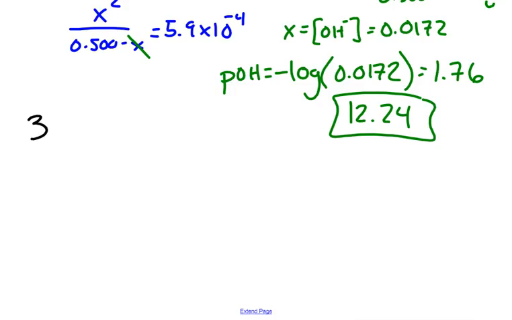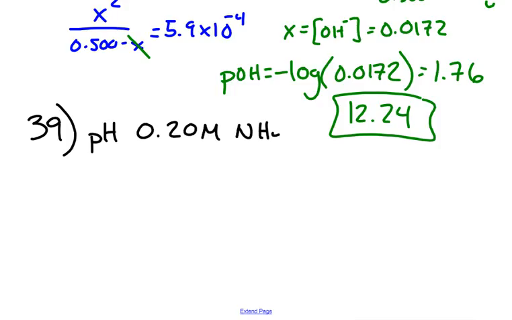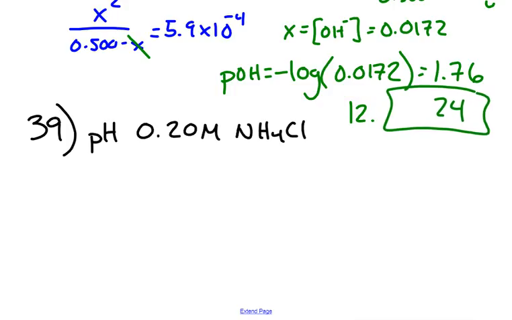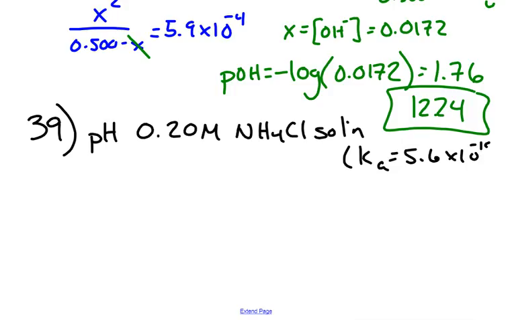So let's do 39. I want to know the pH of a 0.2 molar NH4Cl solution, and it says Ka equals 5.6 times 10 to the negative 10. What type of problem is this? Strong acid, strong base, weak... Salt. Salt.